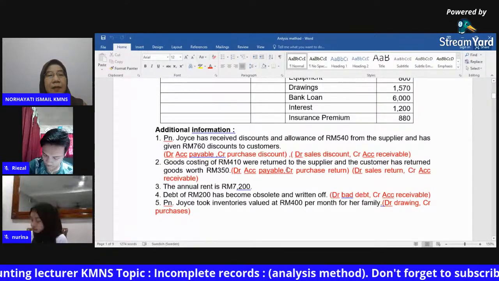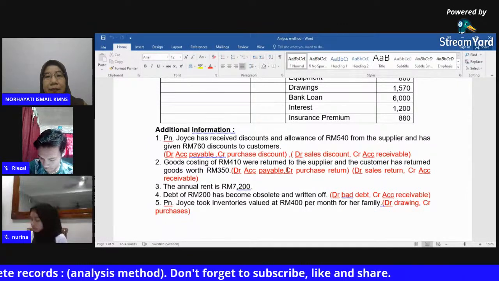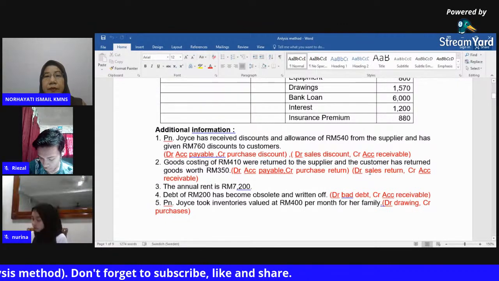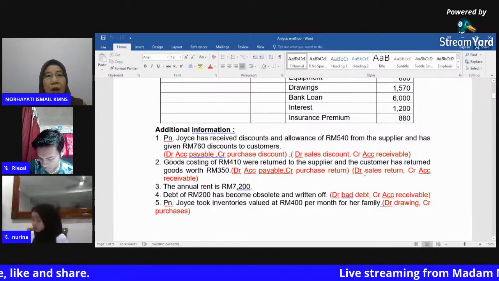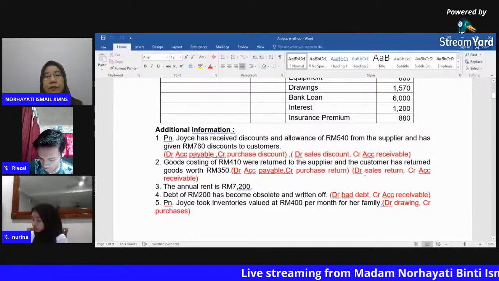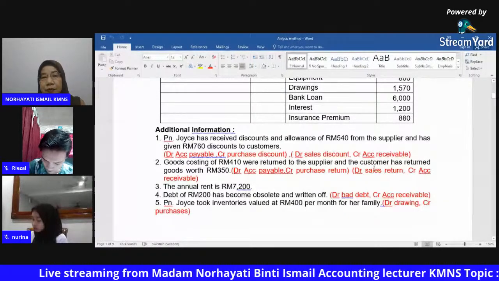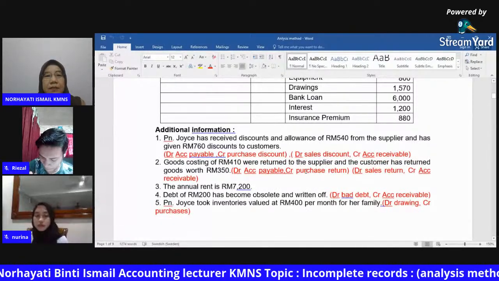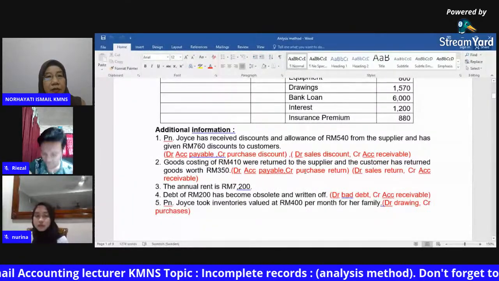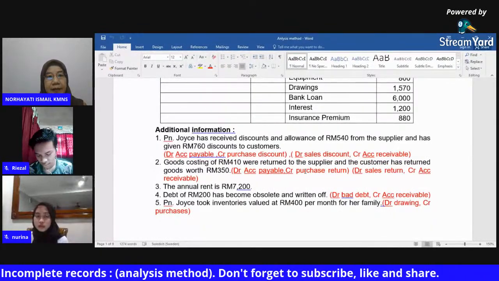So the company returned the damaged goods to the supplier. And number two, the customer return: debit sales return, credit account receivable. So you can see that the sales return must contra to the sales account, and the purchase return must contra to purchase. Normally the purchase will be recorded on the debit side.